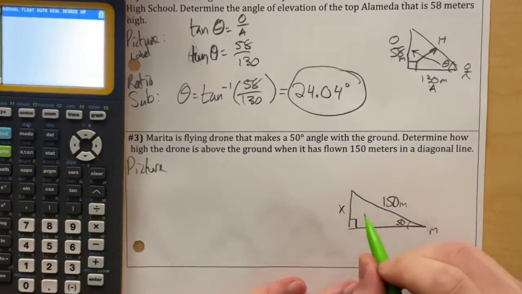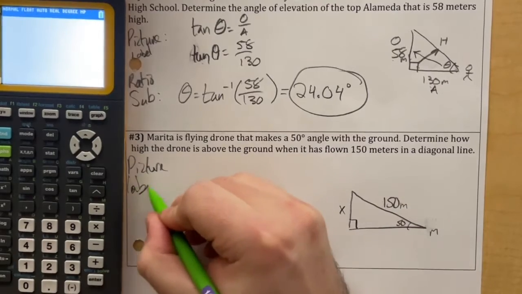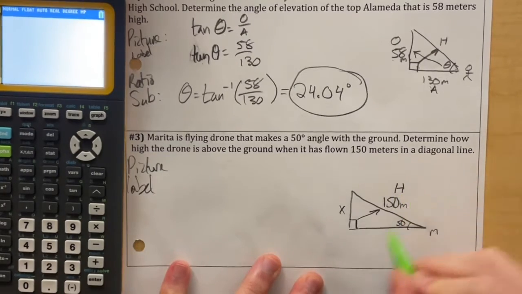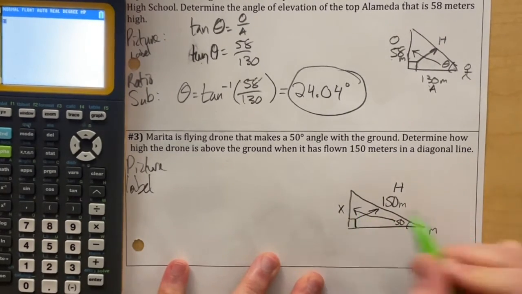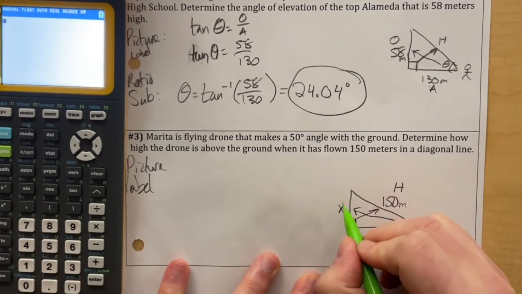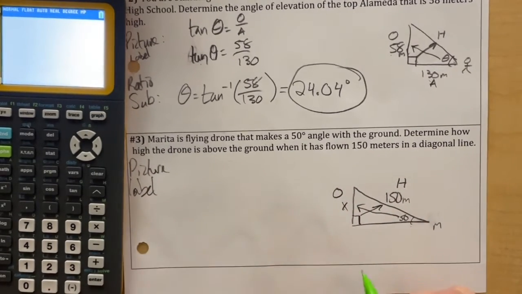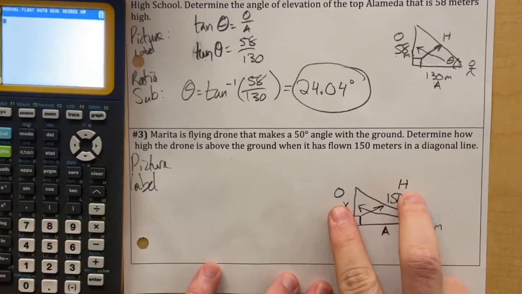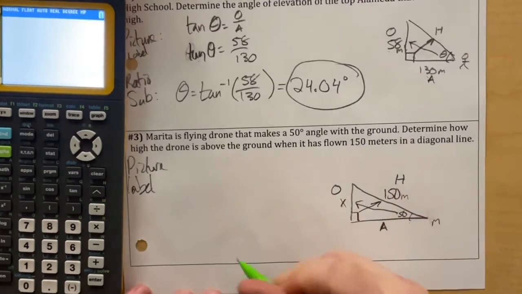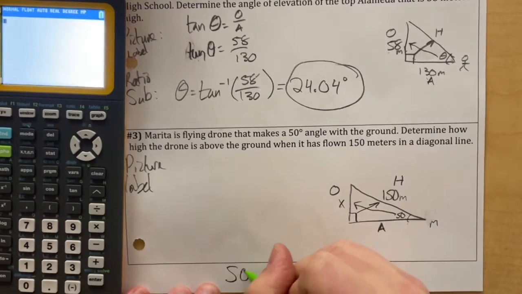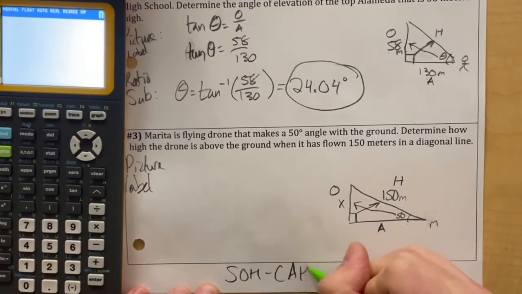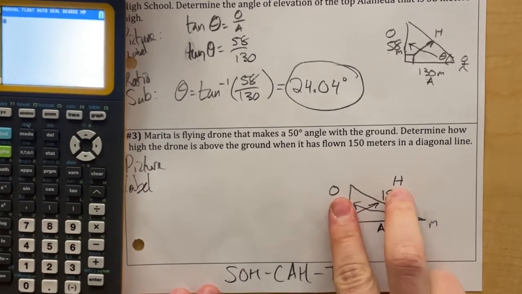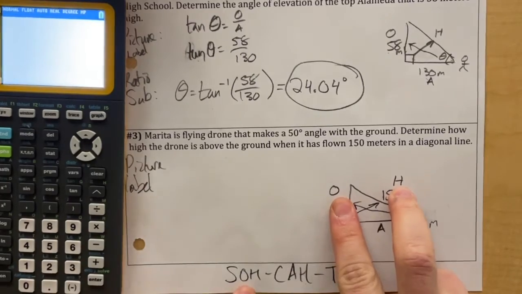So again, we can have our picture, go to do your labels. The side opposite of the right angle is the hypotenuse. The side opposite of the angle theta, which is 50 degrees, we're going to say side x is going to be opposite, and that side adjacent is going to be a. So since we have O and H, we know we can use sine. So again, if you need to write SOHCAHTOA at the bottom for yourselves, please do. That way it's a little bit easier to remember. So again, I have opposite and I have hypotenuse, which means we use sine.